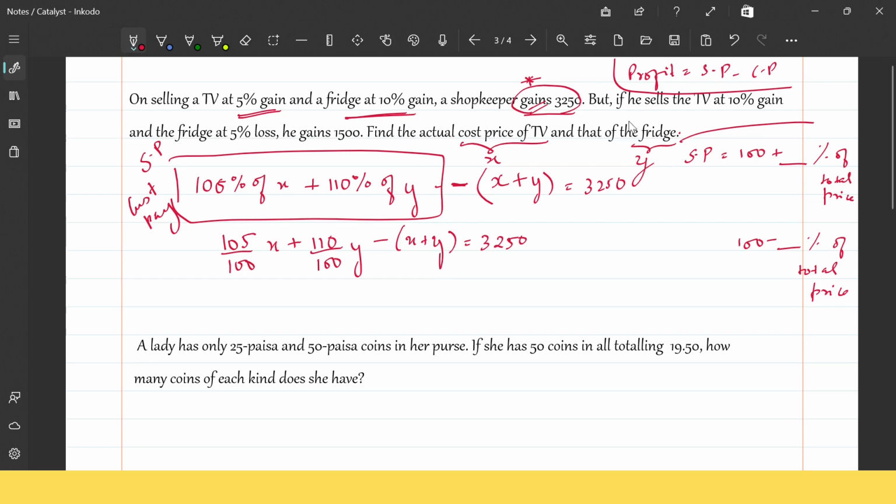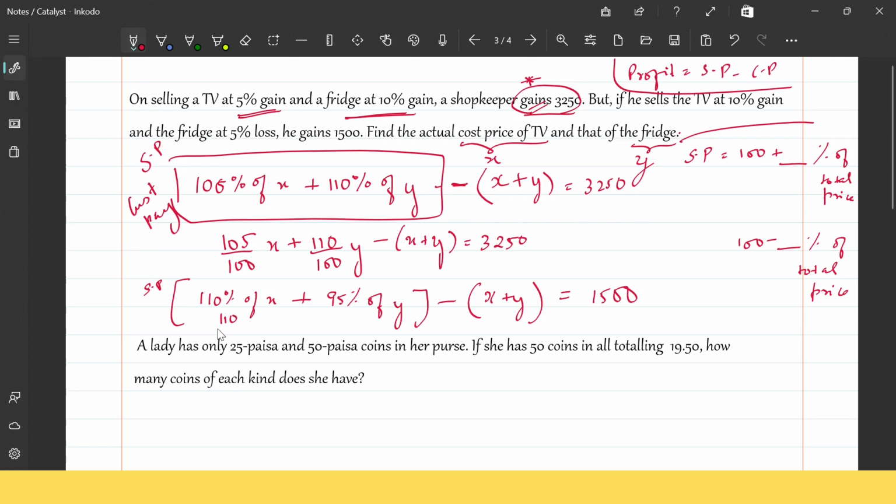Okay. Second part is, if he sells the TV at a 10% gain and the fridge at a 5% loss, he gains 1500 rupees. Now what is the selling price? Quickly tell me. How much will it be? 10% gain he is selling the TV. What is the cost price of the TV? X, right? So 110% of X plus fridge at a loss he is selling, so 95%, 100 minus 5, 95% of Y, minus the cost price X plus Y again, will give me the gain, the profit, which is 1500 rupees.